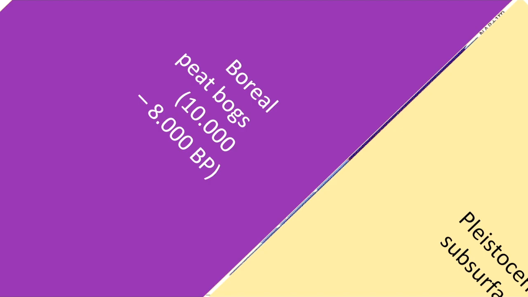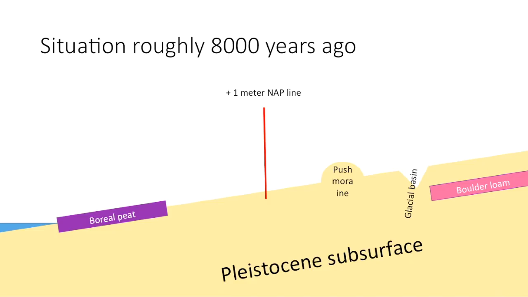There's more than one layer of peat in the Dutch surface. This is the boreal one. Okay? This is our cross-section now. 8,000 years ago, the sea level starts to rise quickly, and all of this becomes boreal peat, and the rest is coniferous forest. Everywhere. But then the sea level rises some more.